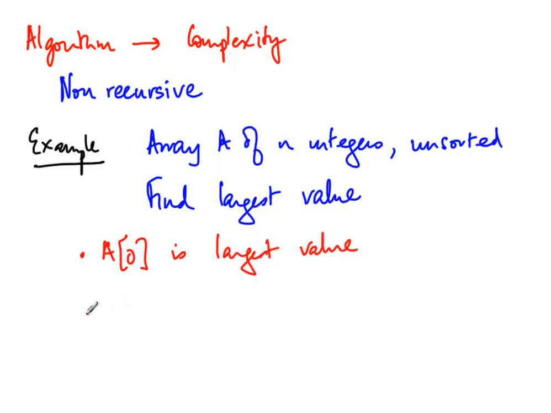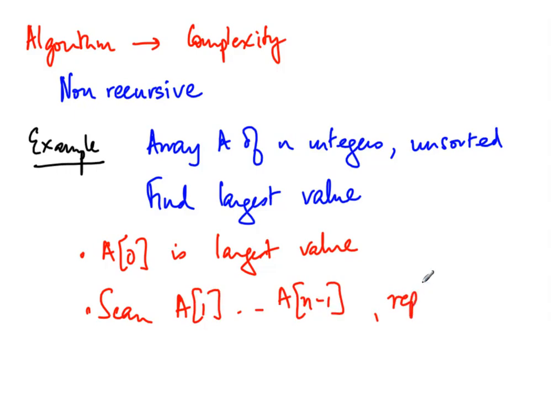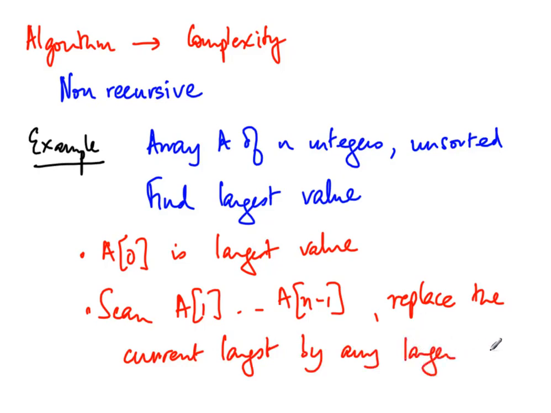And then you scan the remaining. So you scan A1 to A(n-1) and you replace the current value by any larger value that we see. So we start with an assumption that A0 is the largest, and then we go through from the beginning to end, and anytime we see a larger value than the one we have currently recorded as our maximum, we replace it. So let's first look at a formal statement of this algorithm.